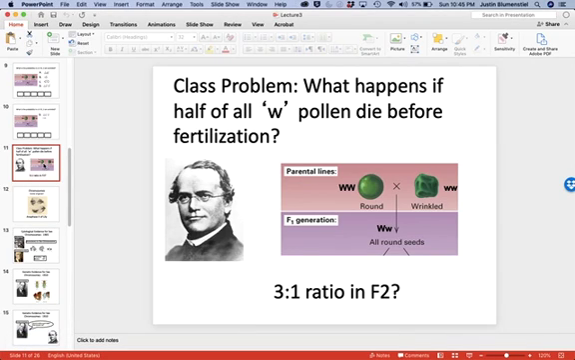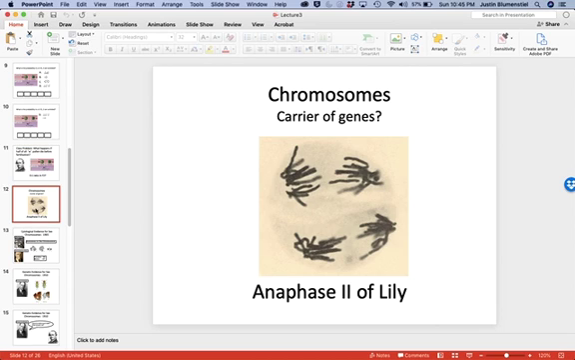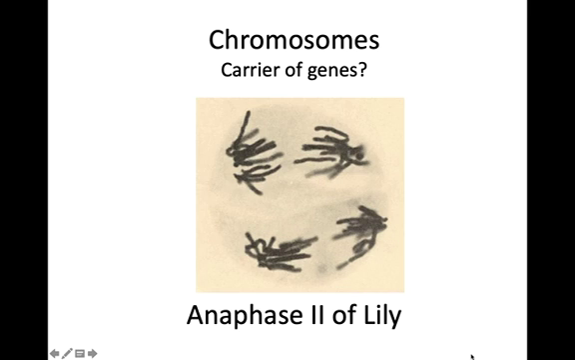Okay, do we get a 3-to-1 ratio in the F2? Certainly not. Okay, so we're going to keep on marching through thinking. Now we're going to go back to cytology for a little bit, away from probabilities.